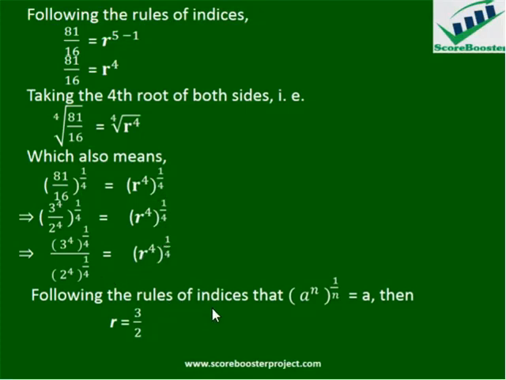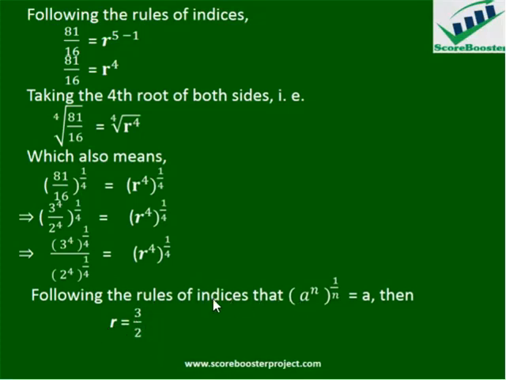So following the rules of indices, a raised to the power n, everything raised to the power 1 over n, is equal to a, because it's like saying a raised to the power n multiplied by 1 over n, which is 1, and a raised to the power 1 will give a. So we apply this rule here. 3 raised to the power 4 multiplied by 1 over 4 is 1, so we get 3 raised to the power 1, which is 3. Similarly, 2 raised to the power 1 gives 2, and r raised to the power 1 will give r. Therefore, the value for r is 3 over 2.